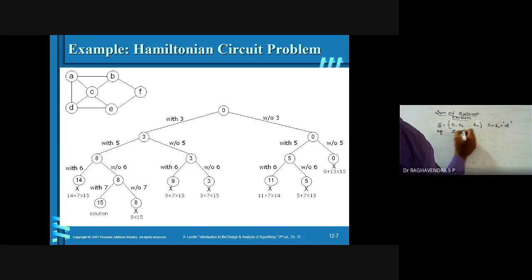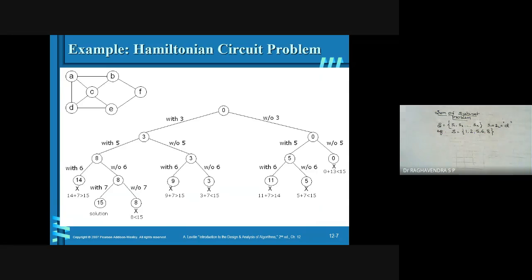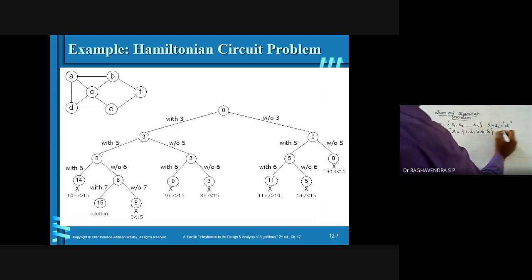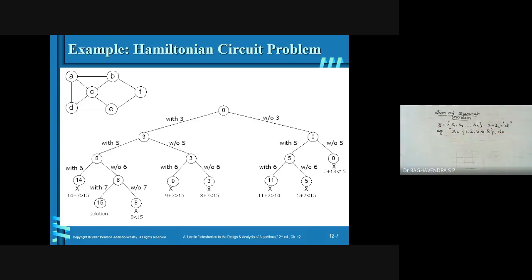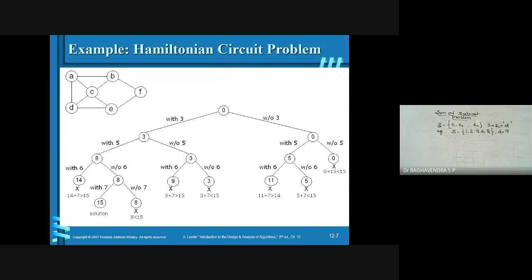S is equal to 1, 2, 5, 6, 8. So this is S. Now D is also given. D is equal to 9. So now we are going to find the combination of these numbers such that when you sum them up, the sum becomes 9. So that is the thing.